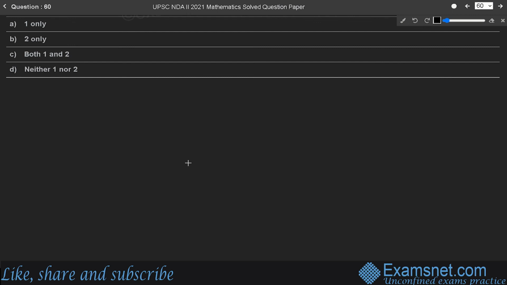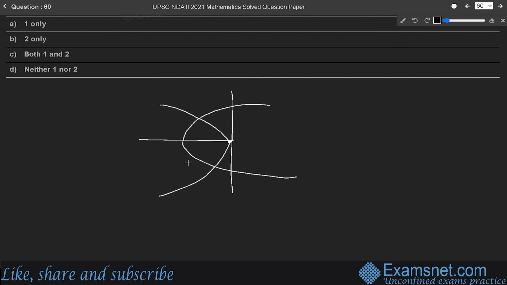So let us make the diagram first. The parabola will be in such a form. We know that this is the origin, so it will be (0, 0). The points are (minus 2, 4) and (minus 2, minus 4). So this will be the required figure for the given parabolas.